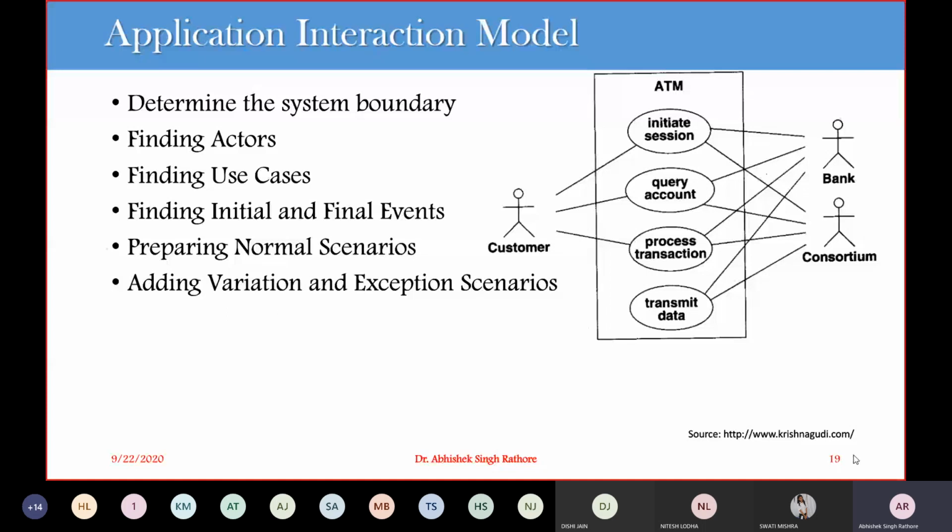So we can construct our application interaction model by using the following steps. This is determining the system boundaries, finding actors, then finding use cases, then finding the initial and the final events, then we'll prepare the normal scenarios and add variation and exception scenarios to our model. So this is how we can go for different types of things. And there is more after this, but I haven't included it here because a diagram was coming, so I did not do it. So we'll start by determining the system boundaries.